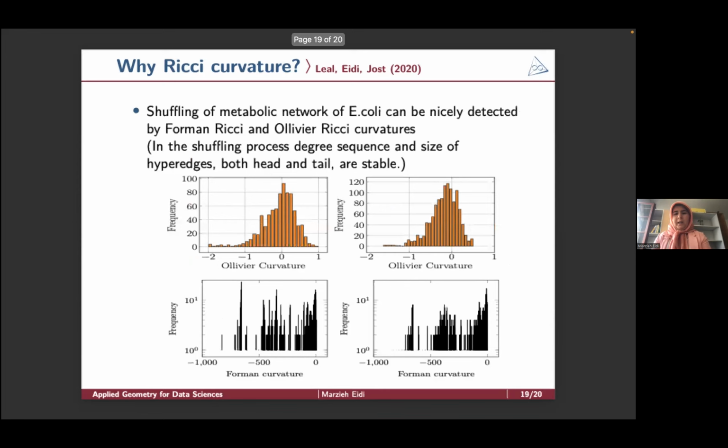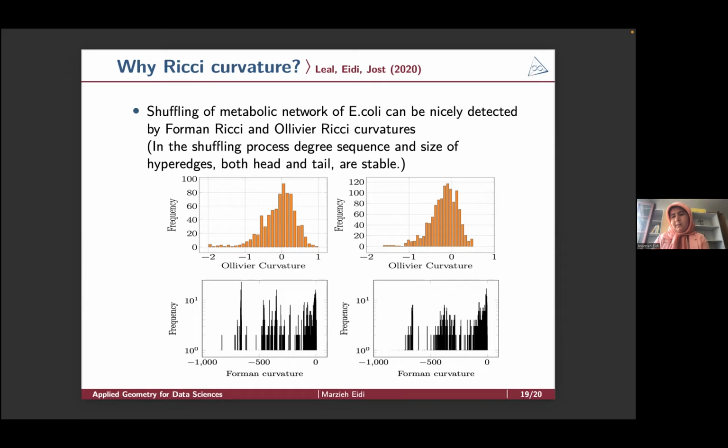Another very usual paradigm in complex network analysis is that we compare our real networks with ones which are generated randomly. And one very main thing that we do is that we consider those networks which are as close as possible to our real networks. To make that happen, we can talk about shuffling of metabolic networks. By shuffling, I mean shuffling of the wiring of the directed hyperedges which correspond to the network. And in the shuffling process, the degree sequence and the size of hyperedges, namely both head and tail, are stable. So it is really close to our real network.